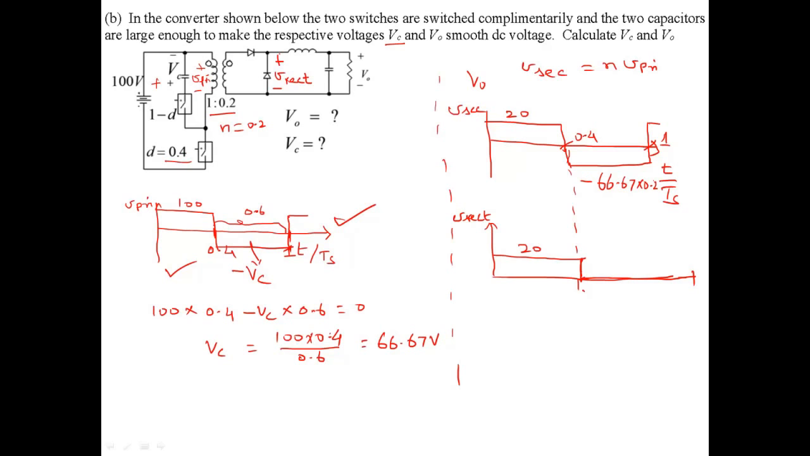Okay, then we know that because VL average is 0 in this part of the circuit, the V rect average is also the same as the output voltage. So V rect average from the circuit is equal to V out, and from the figure here it is 20 volts for a duration of 0.4 Ts divided by Ts. That's it. So that would be 8 volts. Okay, that is the complete answer.